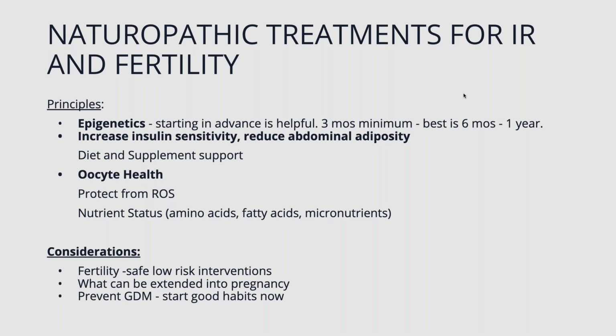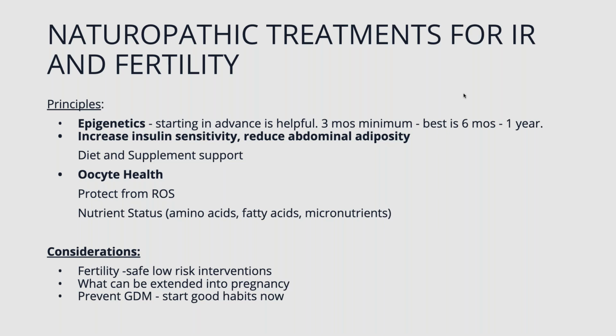And then next is protecting oocyte health, and I should also have sperm health in there. We'd be looking at protecting them from the state of insulin resistance. When there's insulin resistance, there's going to be inflammation, so we're going to look at cell protection. And then making sure nutrient status is good, so making sure that nothing is deficient.